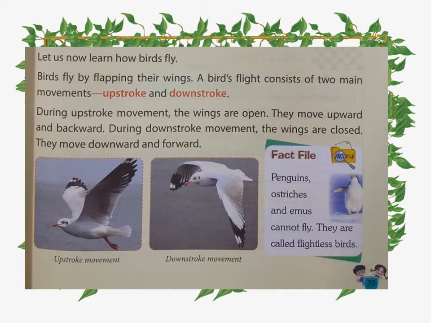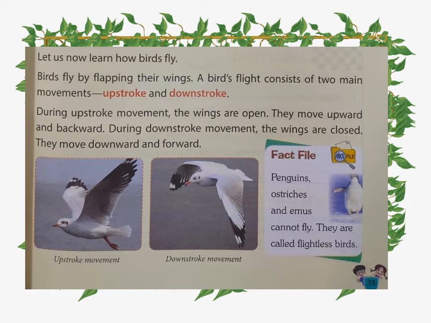In the upstroke movement, the wings are open and they move upward and backward, up and back. When we are swimming in the water, in the river or in the spring, at that time we put our hand first forward, then backward. Like that, they move their wings in an upward and backward direction. This is called the upstroke. During this upstroke, they move upward and fly in the sky. Next, the downstroke. In the downstroke, the wings are closed and they move in a downward and forward direction.